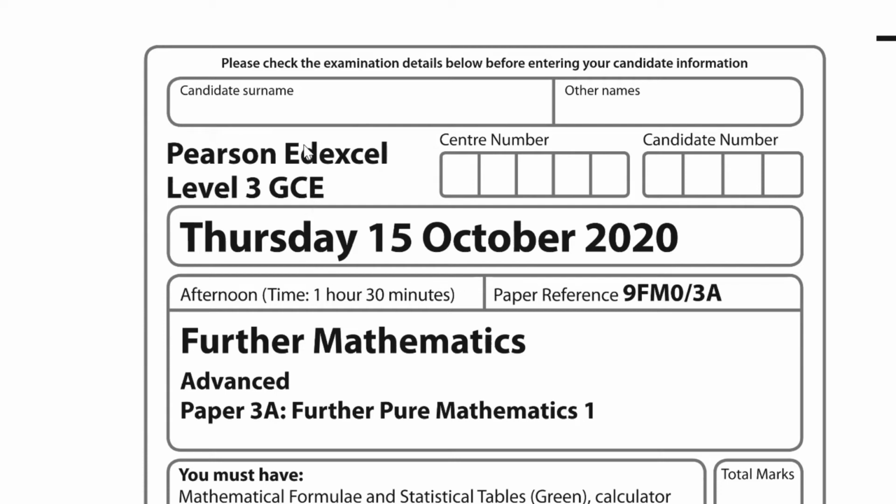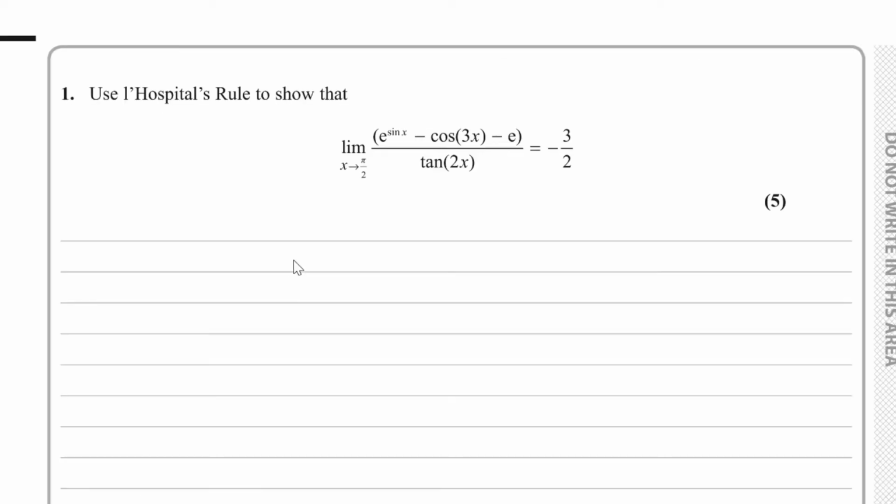This is the Edexcel A Level Further Maths Paper 3, covering the Further Pure 1 FP1 module, and it's from the October 2020 series.